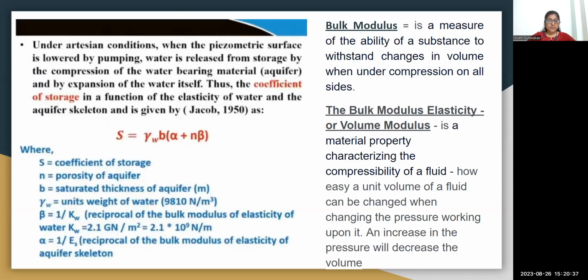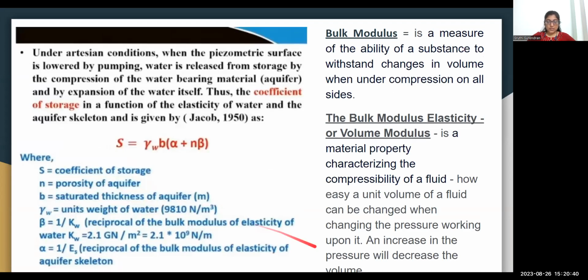So let's see where this is relevant. When it comes to the storativity or the storage coefficient of confined aquifers, it is here that the bulk modulus of compression of the plastic material, or the bulk modulus of compression of clay, comes into play. This equation by Jacob gives us the storage coefficient, which is a product of the unit weight of water, the thickness of the aquifer, and alpha plus porosity times beta.